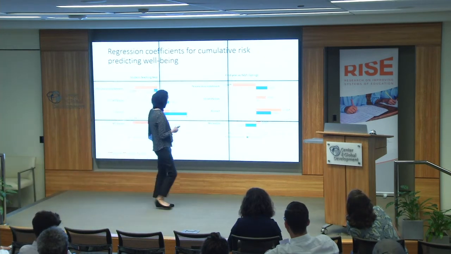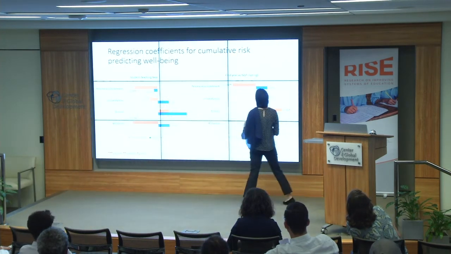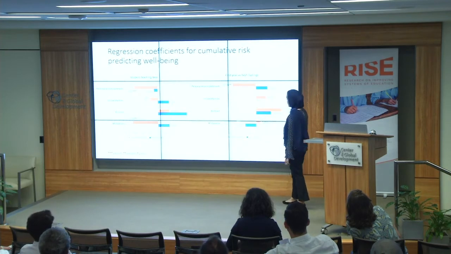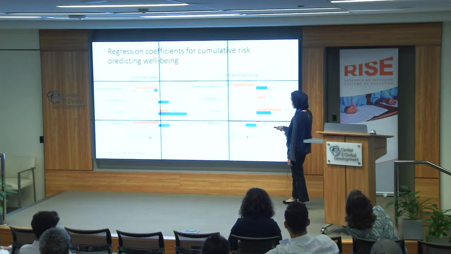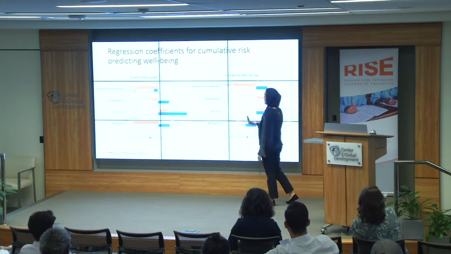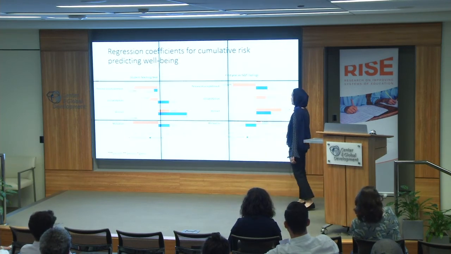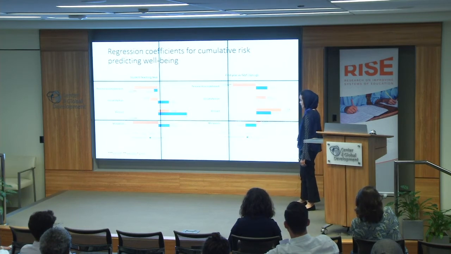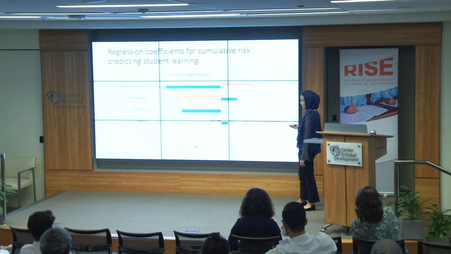And when they become full-time teachers, we see that personal cumulative risk is no longer predicting any of the well-being outcomes, but professional cumulative risk is predicting higher burnout and lower personal accomplishment by about 0.14 to 0.15 standard deviations. So this is in terms of their well-being.